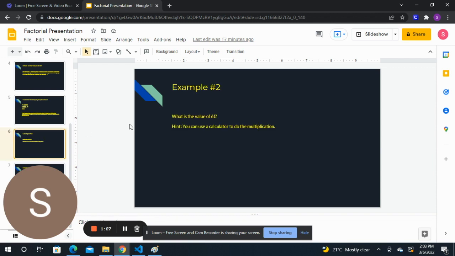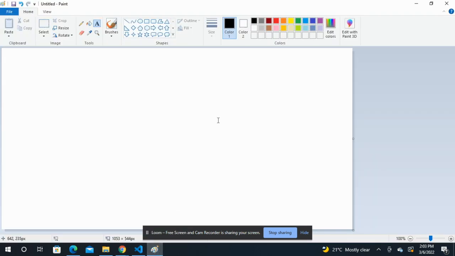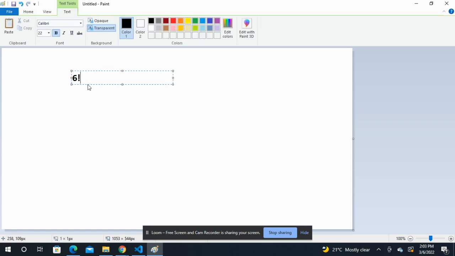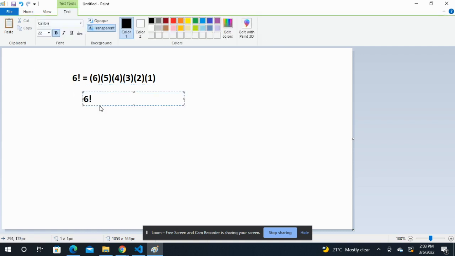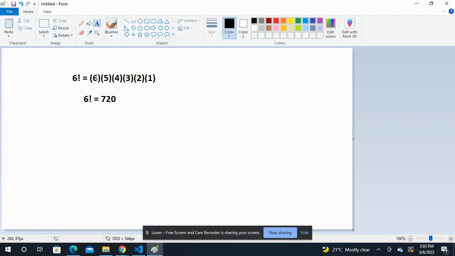So here is another example. We are asked to find what 6 factorial is. So I will open MS Paint and I will help you solve that question. 6 factorial is equal to 6 times 5 times 4 times 3 times 2 times 1. So we are going to have to find the product. If we find the product of 6 times 5 times 4 times 3 times 2 times 1, we will get 720. Therefore, 6 factorial is equal to 720.